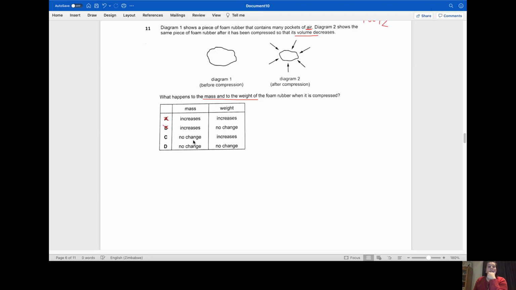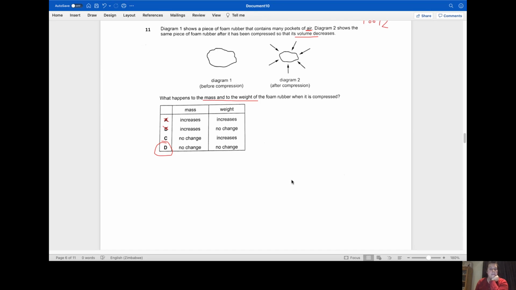Okay, if there's no change in the mass, why would the weight increase? There's no change in the mass and there's no change in the weight. You're actually just compressing it. You're making it more dense, changing the density, but you're not changing the mass. If you cut a piece of the foam off, then yes, you would be changing the mass. You're just squeezing out the air. So the mass does not change, the weight does not change.